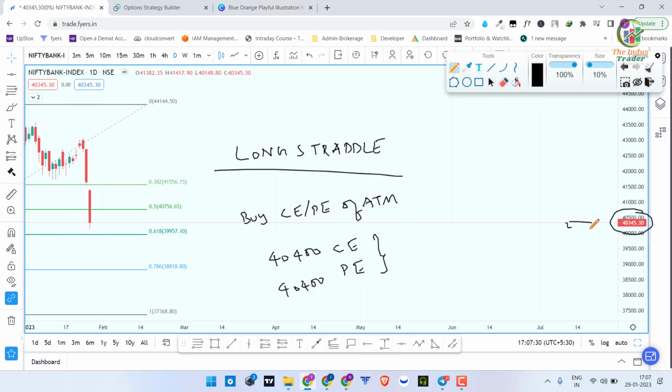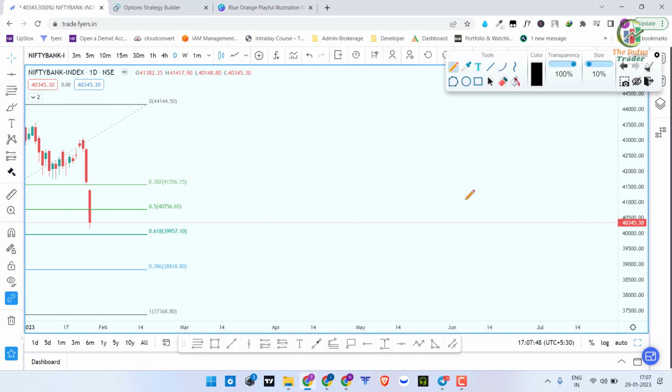In the present scenario, one day before, that is 31st Jan at 2:30, you will see the spot price here. Whatever the price, you will make it a higher round figure. Let's say this is 40,345.